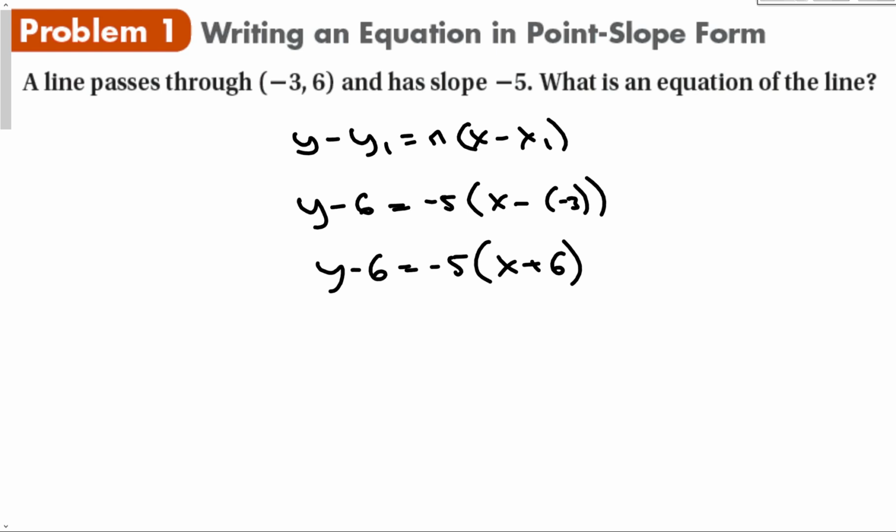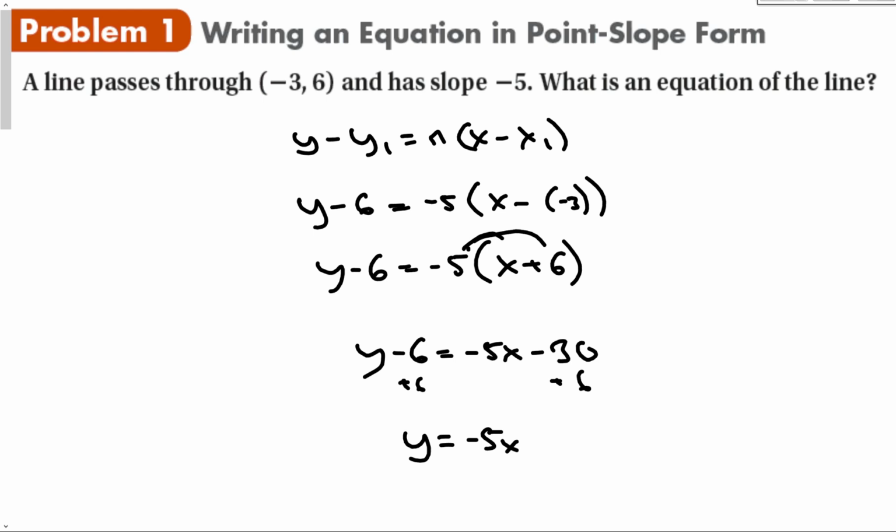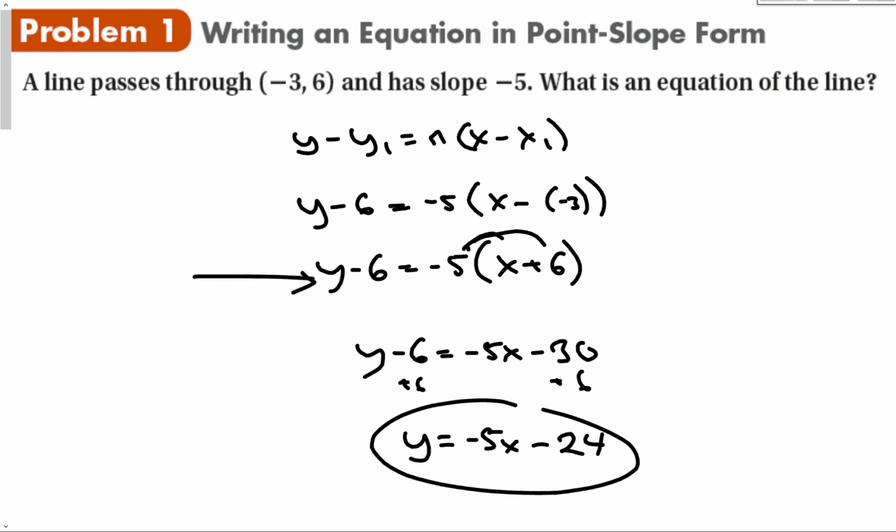If I wanted to, I could change this to slope intercept form. I could do that by distributing the -5. So y minus 6 is equal to -5x minus 15. And add 6 to both sides. So y would be equal to -5x minus 9. Either one of these is the equation of the line. They're just both in different forms.